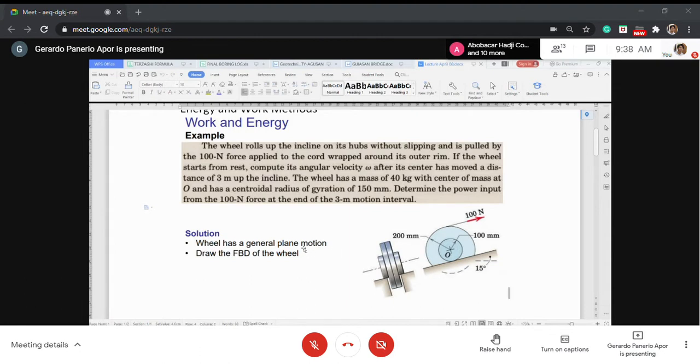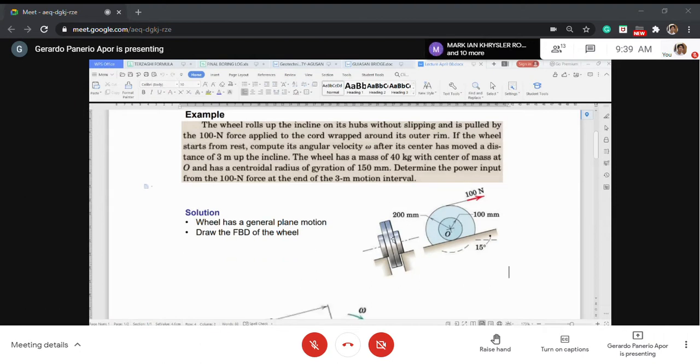So we have to draw the free body diagram of the wheel here, so that we will understand. As we know, the wheel rolls up without slipping, and it says here that after its center has moved a distance of 3 meters up the incline, meaning this point O moves by 3 meters up.